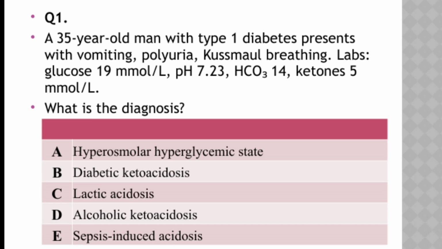The key points here are the high blood glucose, the low pH indicating acidosis, the low bicarbonate, and the elevated ketones. These features strongly suggest diabetic ketoacidosis, or DKA, which is common in type 1 diabetes. The Kussmaul breathing is a compensatory response to metabolic acidosis, trying to blow off CO2 to raise the pH. Recognizing these signs helps us distinguish DKA from other causes of acidosis. So, in this case, the diagnosis is diabetic ketoacidosis, a critical complication that requires prompt management.